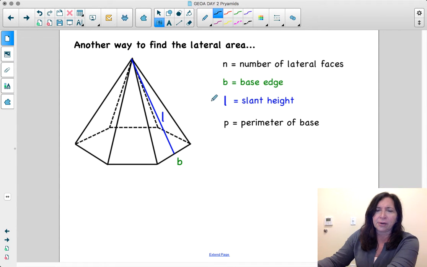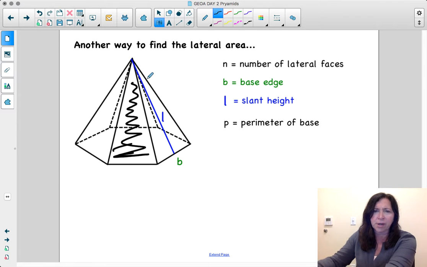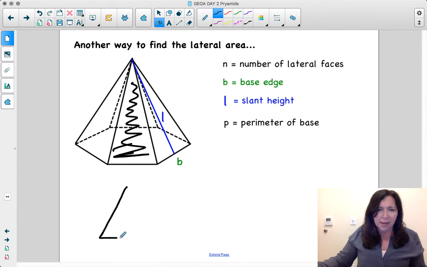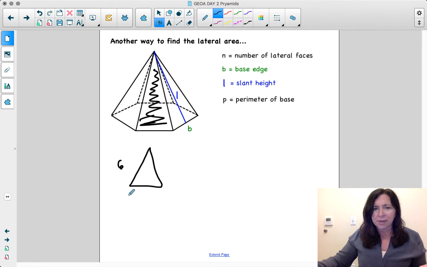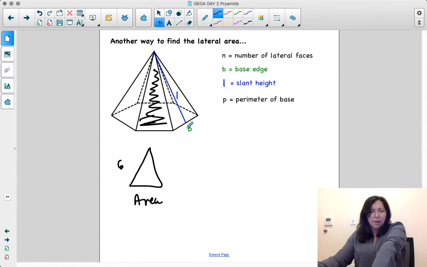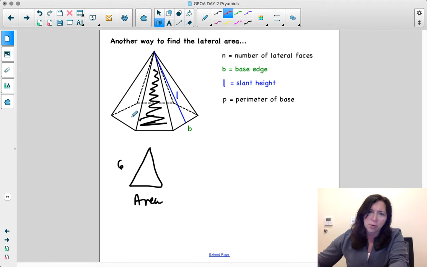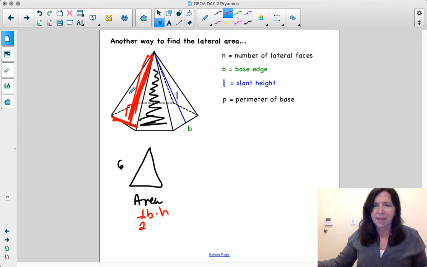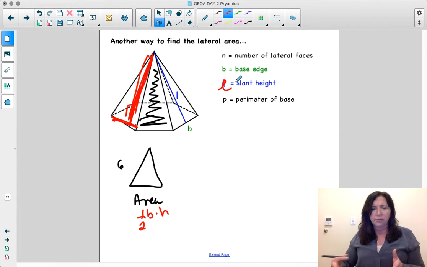So again, lateral area is the number of lateral faces. So how many of these faces are there? If I wanted to, let's say, find the area of a triangle and multiply it by 6, I can find the area of one of these triangles and multiply it by 6. Keep in mind that the area of one of these triangles, the triangle that's popped out, is 1/2 base times height. There's my base. My height comes out, so that's the height popped out like that. So you're going to find the area of that. And again, when we're talking about slant height, we kind of use a cursive L.